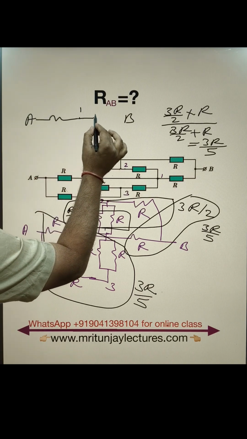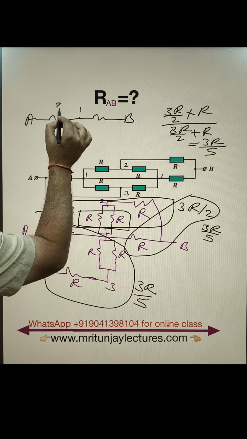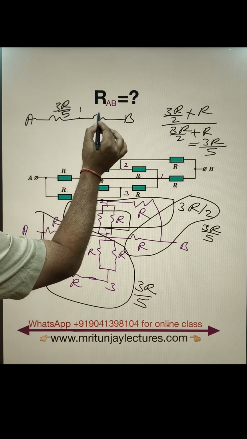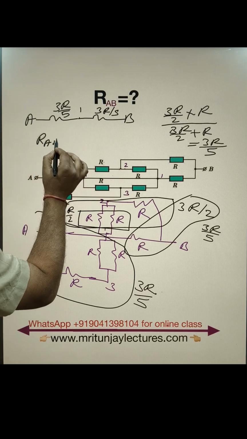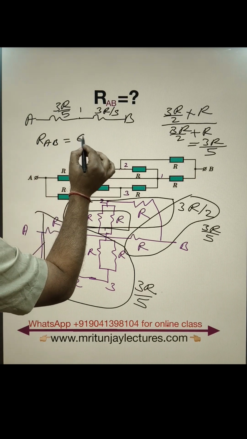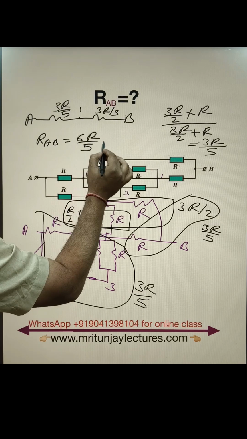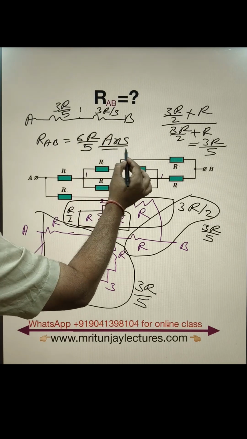A to 1, A to B. So 3R by 5 and this one is also 3R by 5. So finally, R of AB is how much? Simply 6R by 5 is the final answer. Okay.